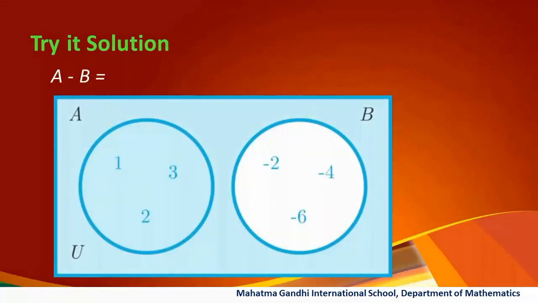Now let us try A minus B. A minus B is the set of all elements which belong to A but not to B. So in this Venn diagram, what are the elements which belong to A but not to B? See, the set 1, 2 and 3. These are the elements which belong to A but not to B.